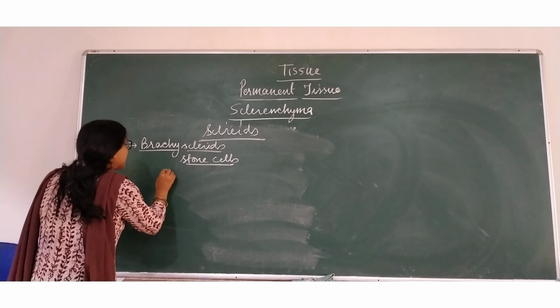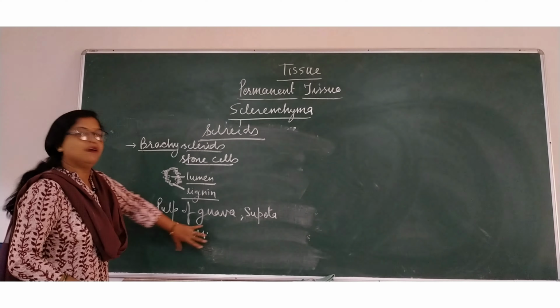Lignin deposition is there. This is what is known as brachysclereids. Where are they found? Their location is in the pulp of guava. You can also see them in sapota and pears. They provide mechanical support to the pulpy part of these fruits.